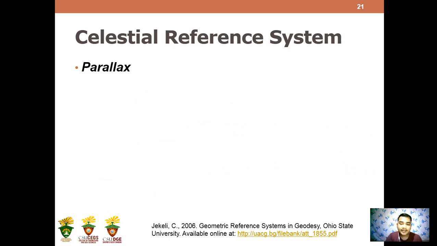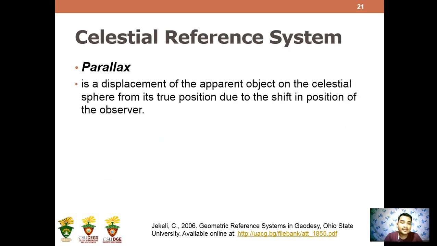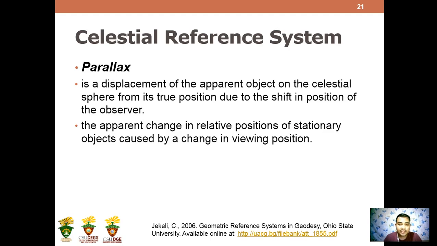Next is parallax. Parallax is the displacement of the apparent object on the celestial sphere from its true position due to the shift of motion of position of the observer. The apparent change in relative position of stationary objects is caused by change of viewing position. So the link word in this class is change in viewing position. Your view of a point seems not to move, but it's actually moving.